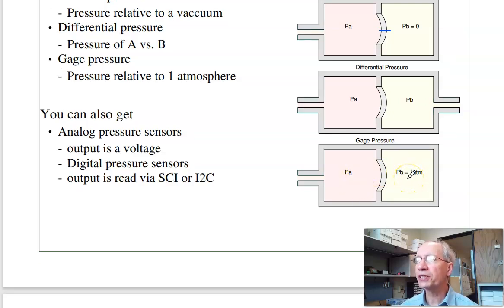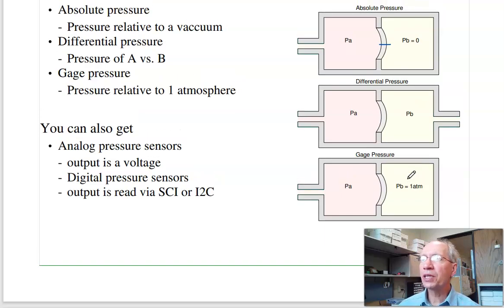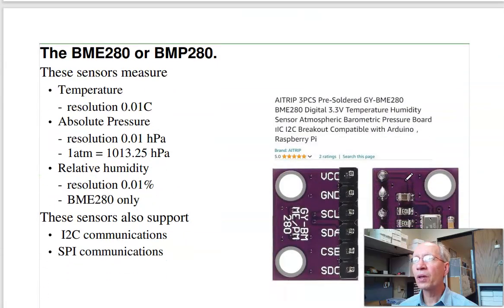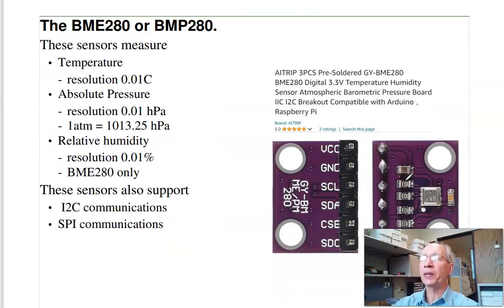So you can actually buy pressure sensors of all 3 types. You can get them with analog outputs. You can get them with digital outputs, either SPI or I2C. Well, the BME280 or BMP280 are 2 digital sensors that give you temperature, absolute pressure, and humidity with a resolution of 0.01. Those sensors also support I2C and SPI communications, and you can get them on Amazon, GeeekPi, other places like that.